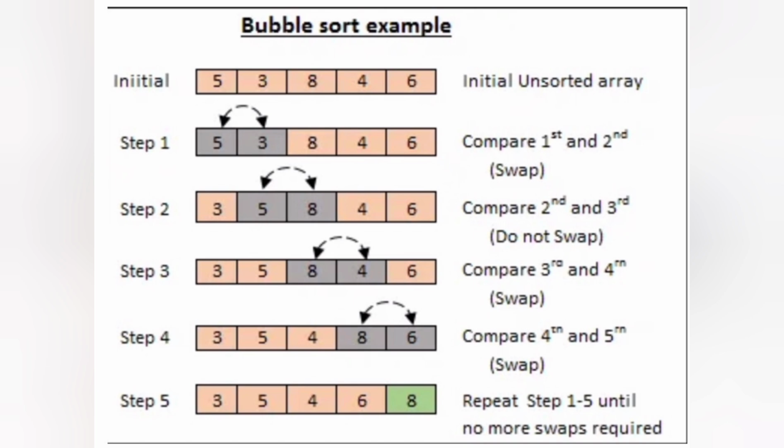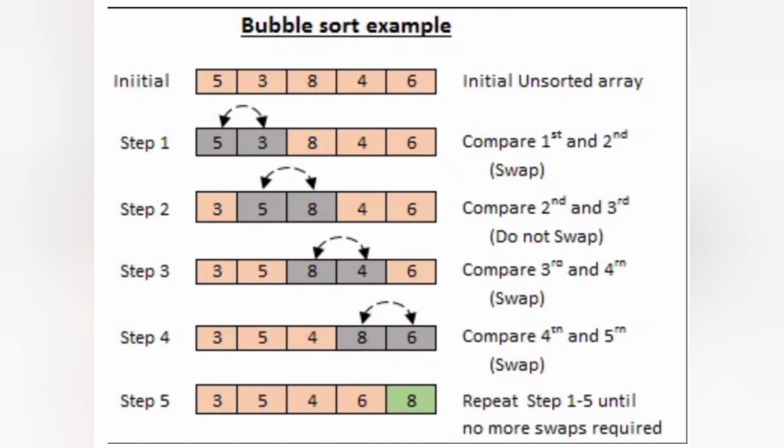Initially, we have an unsorted array which contains the elements in the order 5, 3, 8, 4 and 6. We know the basic logic of the bubble sort algorithm. What is that? If the first element is greater than the second element, we swap them. In this example, we are going to sort the given array in ascending order.